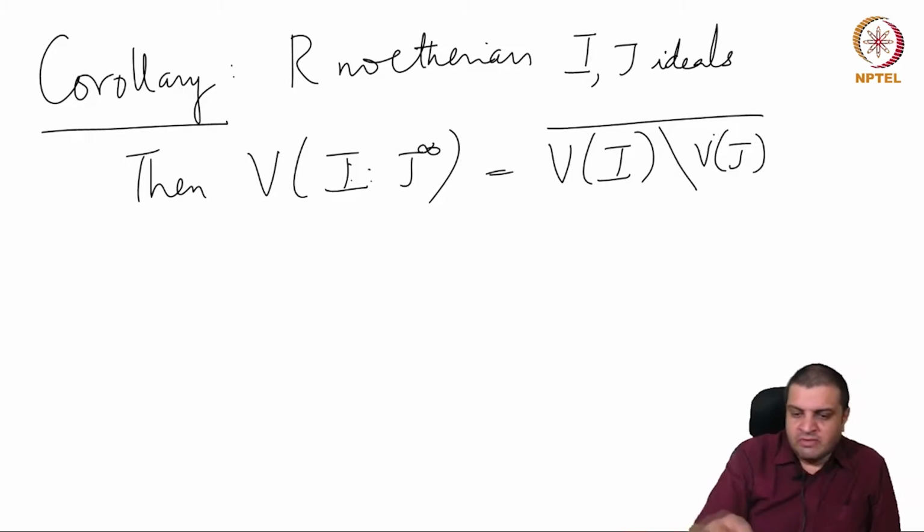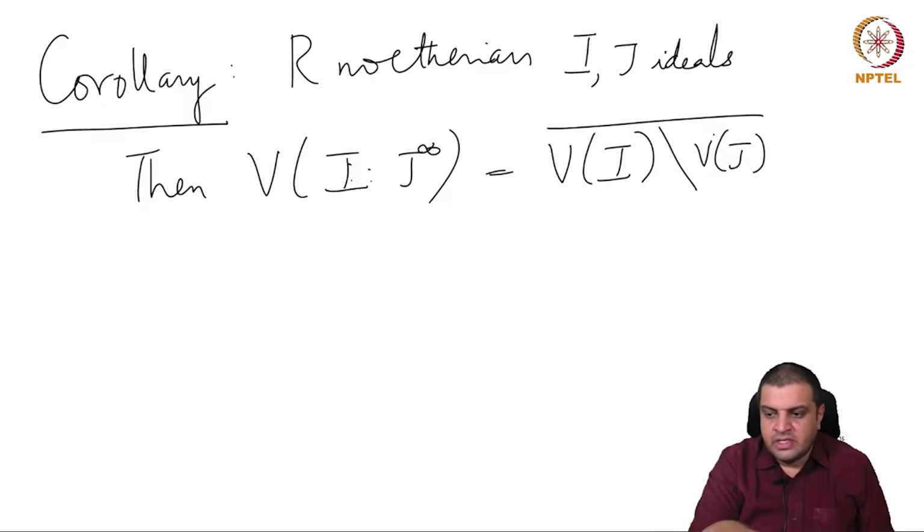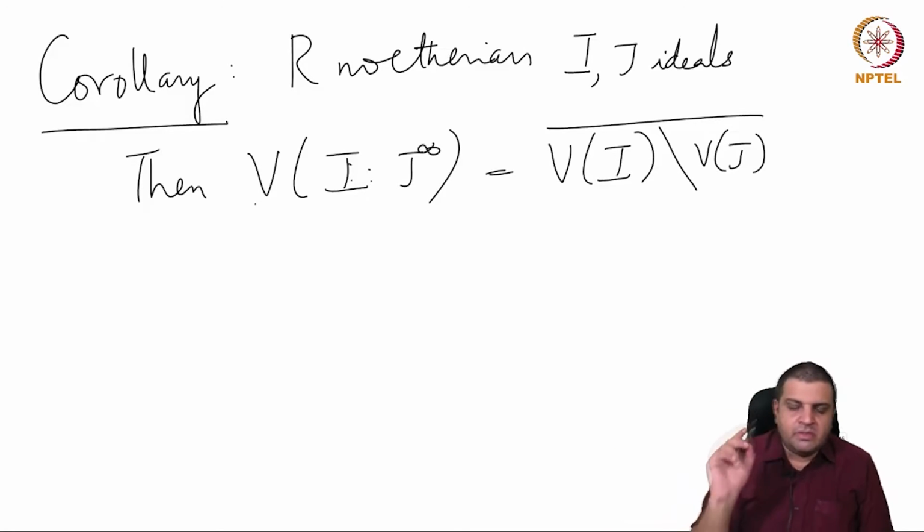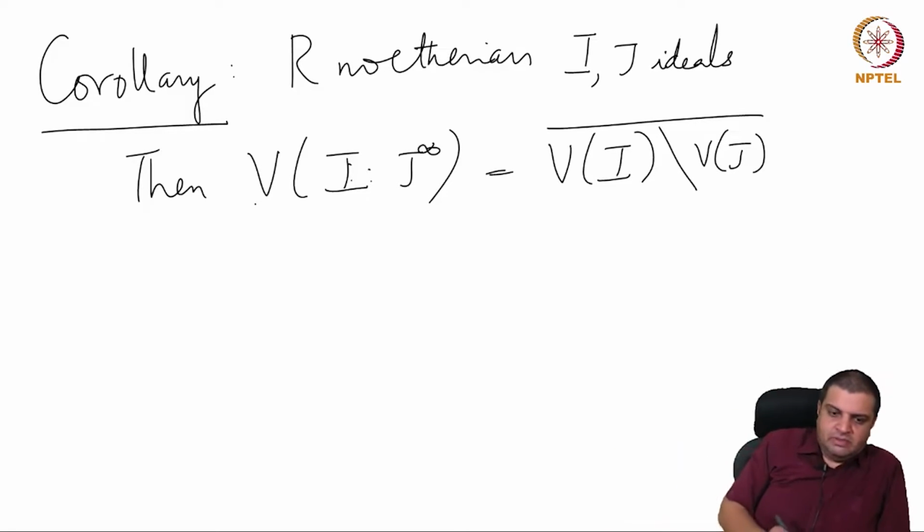And so I have written this in terms of an arbitrary Noetherian ring, but one can specialize to the situation where we take R to be a polynomial ring over an algebraically closed field, and instead of writing V here, we can write Z and prove the same statement. Okay, so that's not difficult. Okay, so proof.